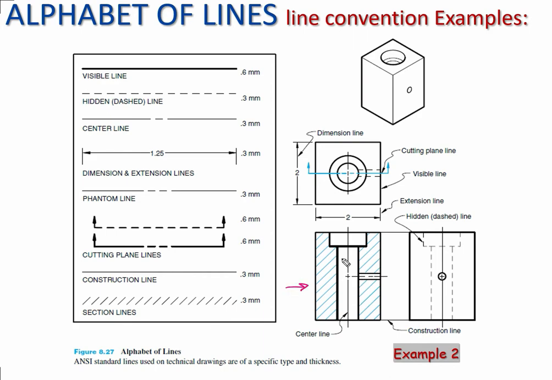As you see, we have different lines. Let us talk about these lines. Let us start from here. Dimension lines. As you see, these are dimension lines. Dimension lines should be thin, visible lines. Here we have the cutting plane line, the CPL. As you see, it shows the location of the cutting plane, and it should be a thick line.